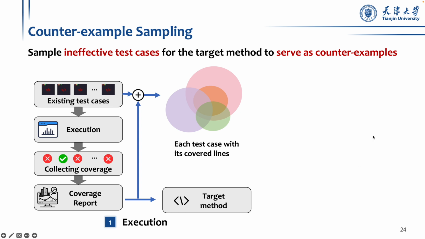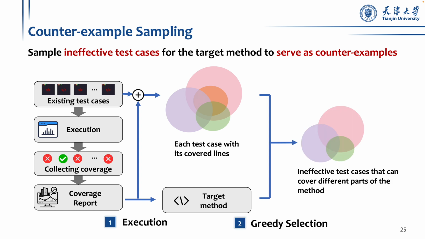Using the preceding test process, TELPA has acquired a set of tests that fail to reach specific hard-to-cover branches. Then, TELPA selects the tests with the highest coverage for the target method, and iteratively adds tests that achieve the highest incremental coverage until no more tests can be added. This ensures the minimal set of tests to cover all already covered branches are selected as counterexamples.